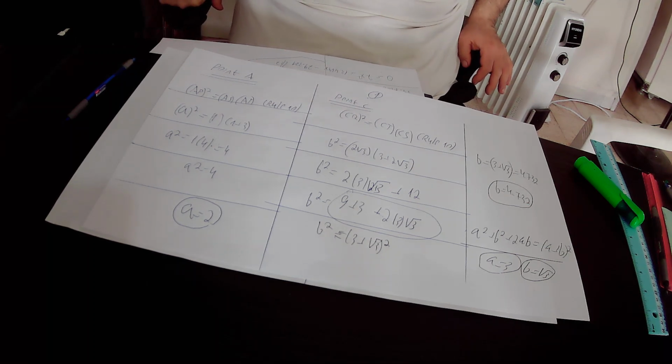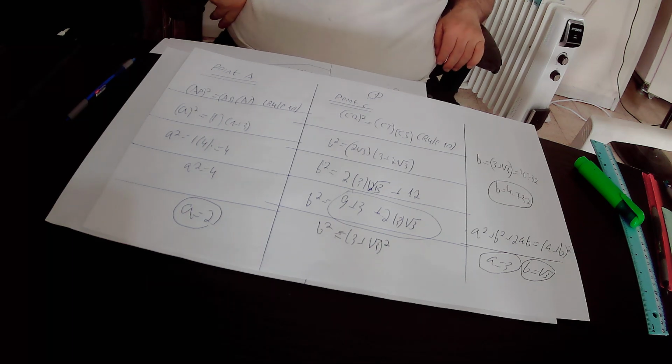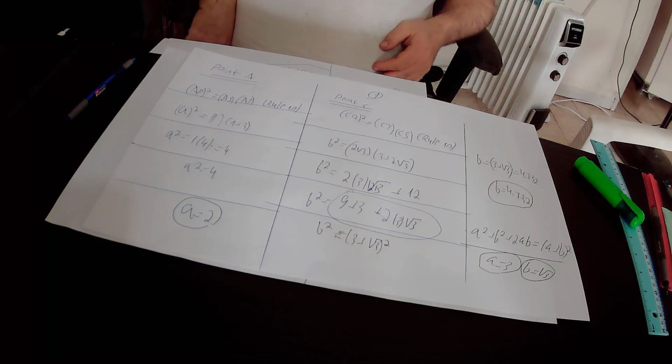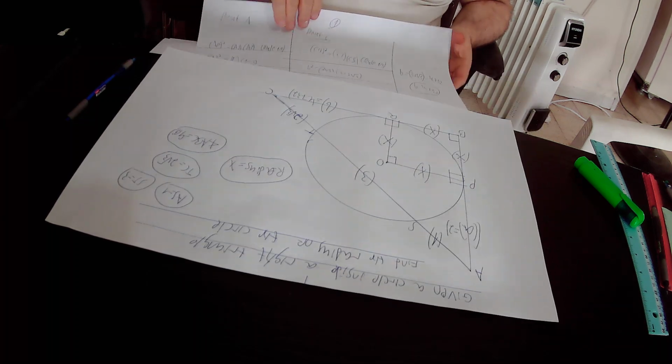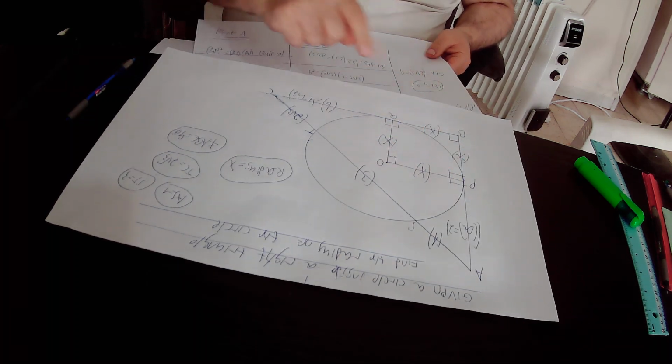We took a root from this equation and finally found out that a equals the square root of 4, that is 2. Here a equals 2.